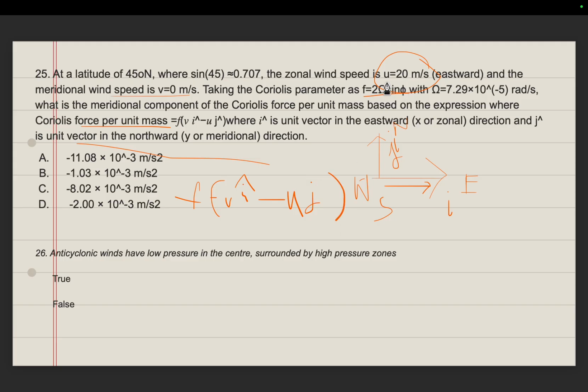Here in this question it is given that U is equal to 0, U j cap, and V is equal to 0. So there is no force in the I direction. You can cancel this. So this is minus f U j cap. What will be this value? Coriolis force per unit mass. It is itself in the meridional direction. You can see this j cap is south to north.